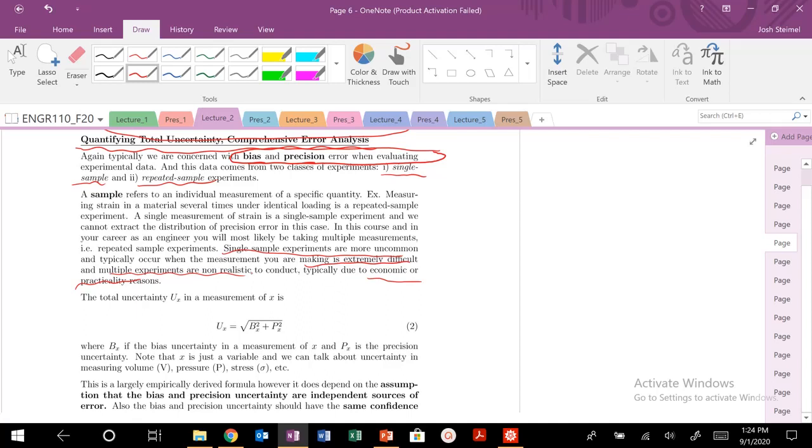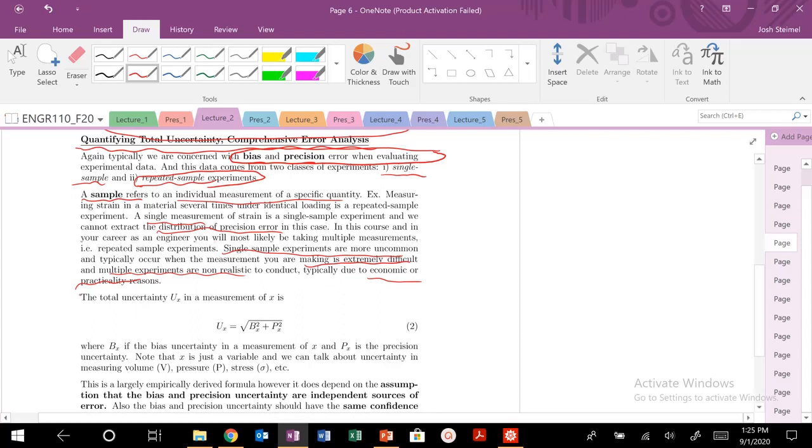But most commonly, and definitely in this course and almost always in industry and academia, we're going to be working with repeated sample experiments. A sample is an individual measurement of a specific quantity. So you're going to measure the strain or the frequency or the temperature of a material multiple times, and look at the distribution of those measurements. In a single sample experiment, we can't quantify any precision error because there's only one measurement. So that's the big difference here.